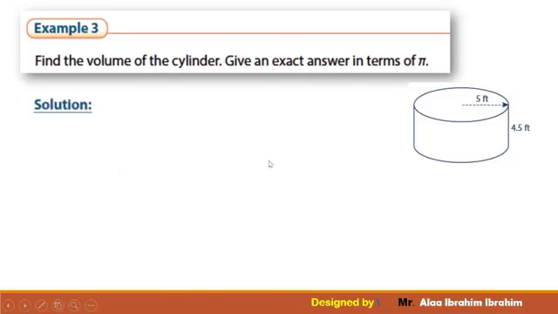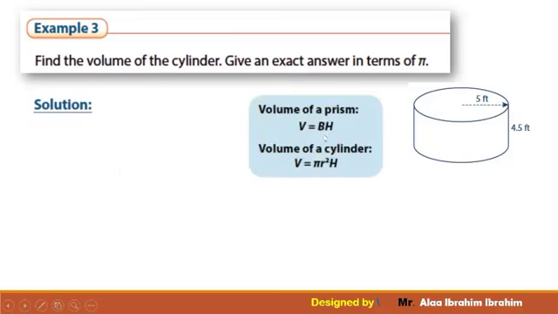How do I find this? The solution: I have to remember my formula. My formula is V equals B times H, but my base area now means a circle, so pi r squared. So I change B to pi r squared. If I told you the volume of a cylinder, you would tell me volume equals pi r squared times height. So I replace all of this: my radius is 5, my h is 4.5, and pi.